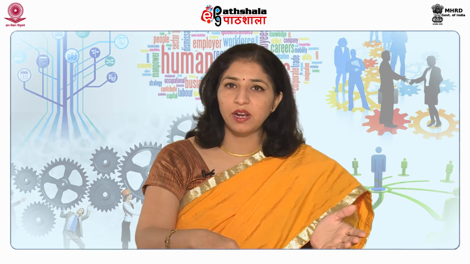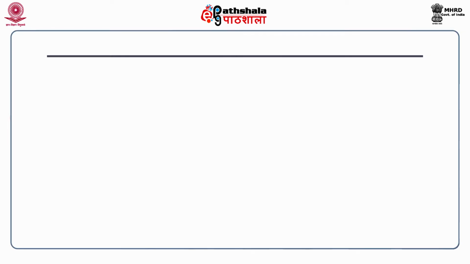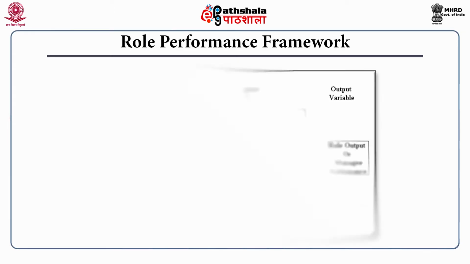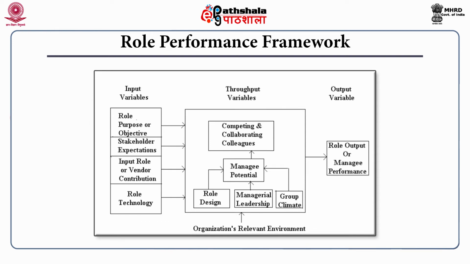A manager in his or her task environment could be subject to some of the influences and factors shown in the exhibit. Let us see the role performance framework. It includes the input variables which are role, purpose or objective, stakeholder expectations, input role or vendor contribution, role technology. Through the throughput variables, which include the organization relevant environment, also include competing and collaborating colleagues, manager potential, which is again contributed by the role design, managerial leadership, group climate, and the output variable is role output or manager performance.